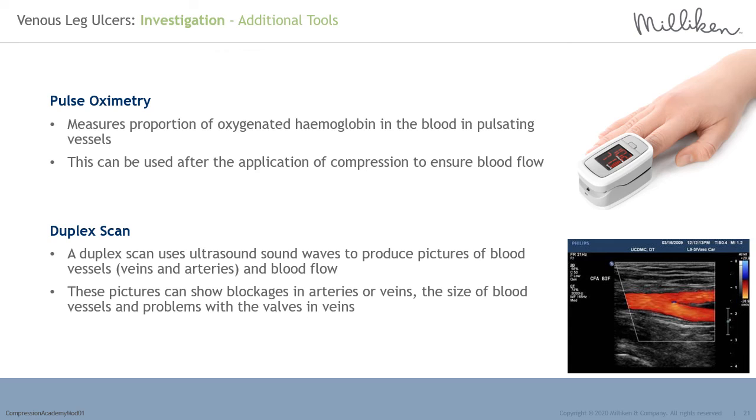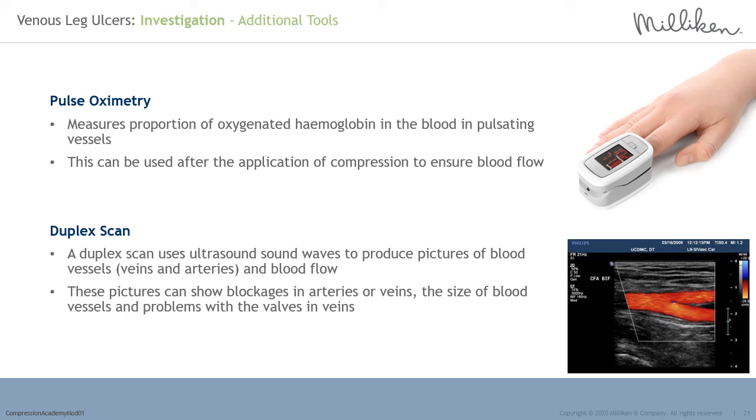Other tools that may be used to assess blood flow are pulse oximetry, which measures oxygenated haemoglobin levels or oxygen carried by the red blood cells in pulsating vessels. This is often used following the application of compression to ensure that blood flow has not been disrupted. Not a reliable method for patients who have severe edema or are peripherally shut down.